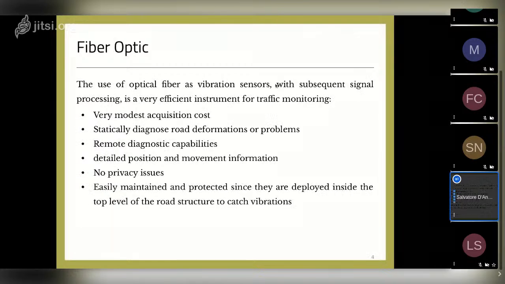So we chose to use fiber optic as a sensor. These sensors have a very modest acquisition cost. They can statistically diagnose road deformation or problems. It is also used as a microphone, and so we can have detailed position and movement information, and there is no privacy issue.